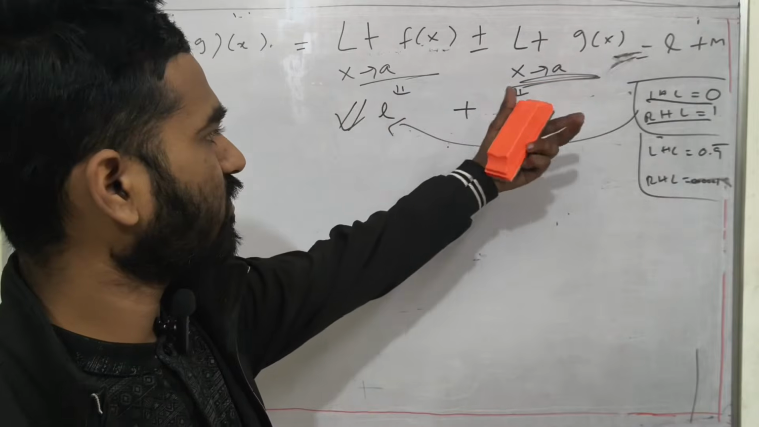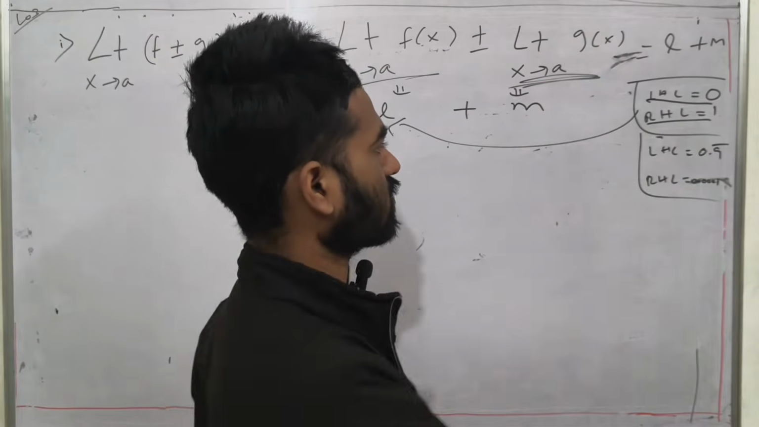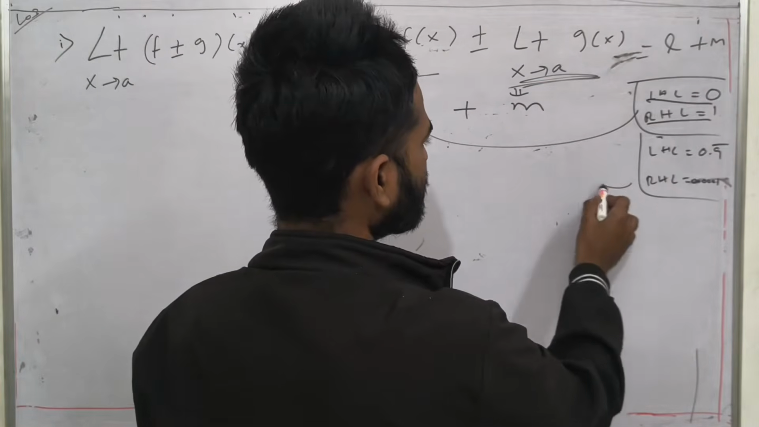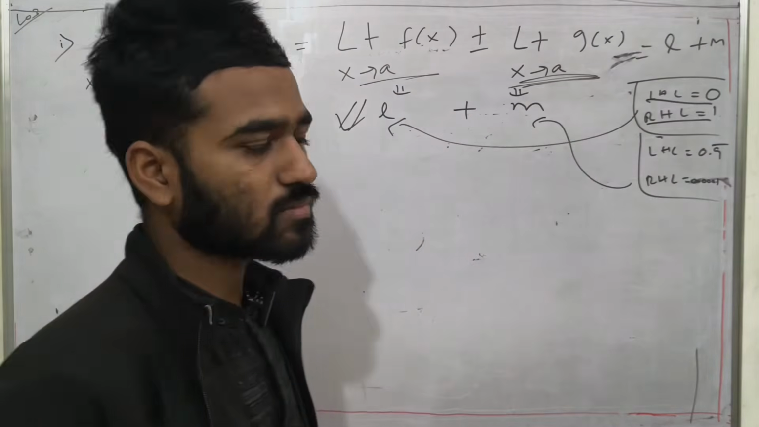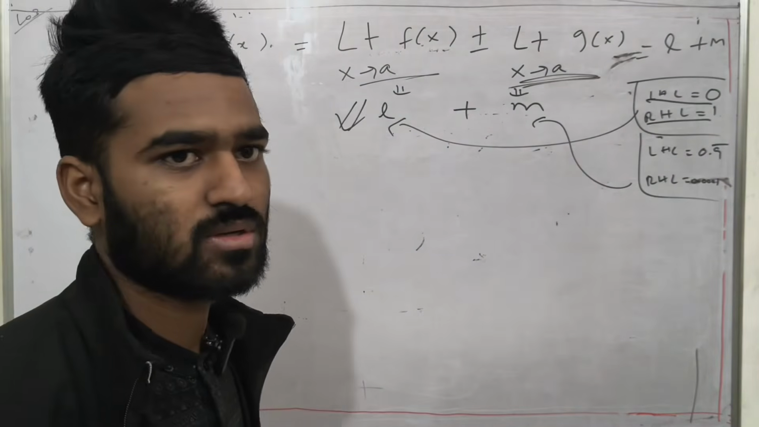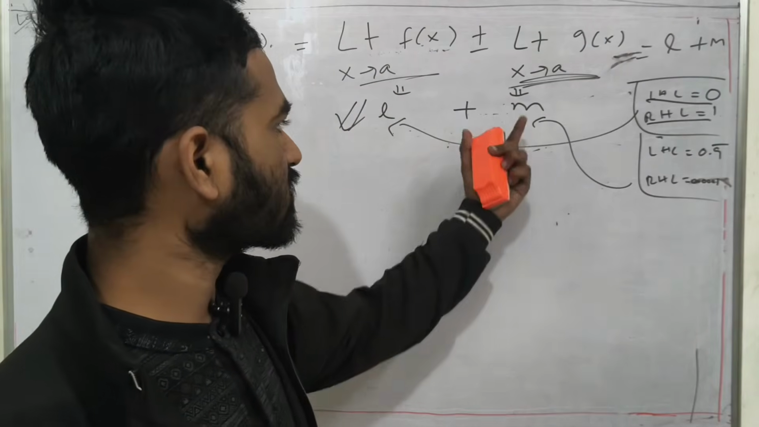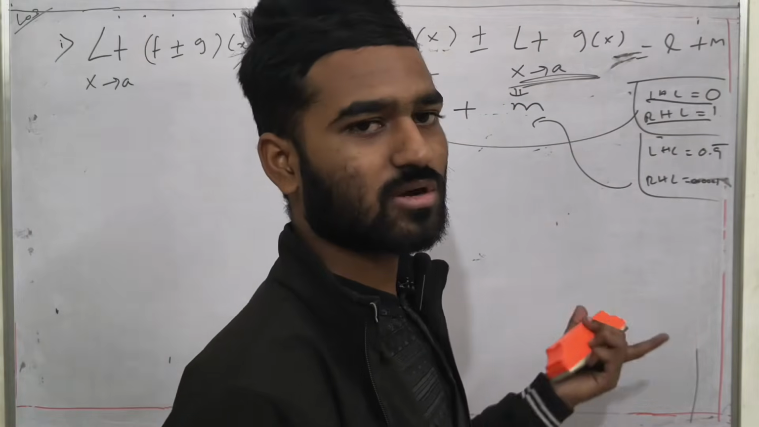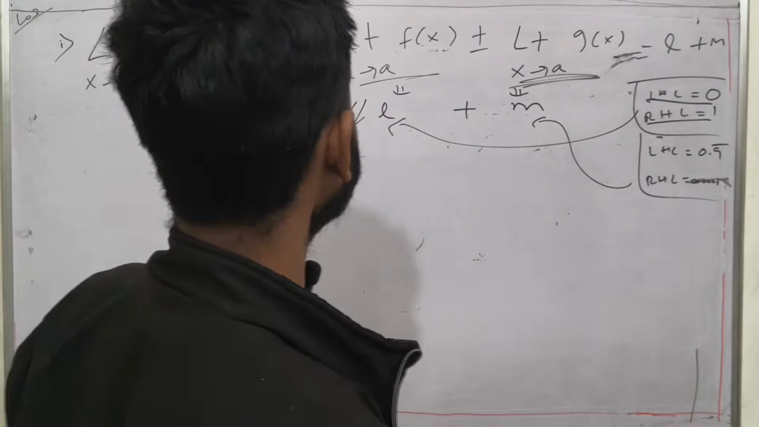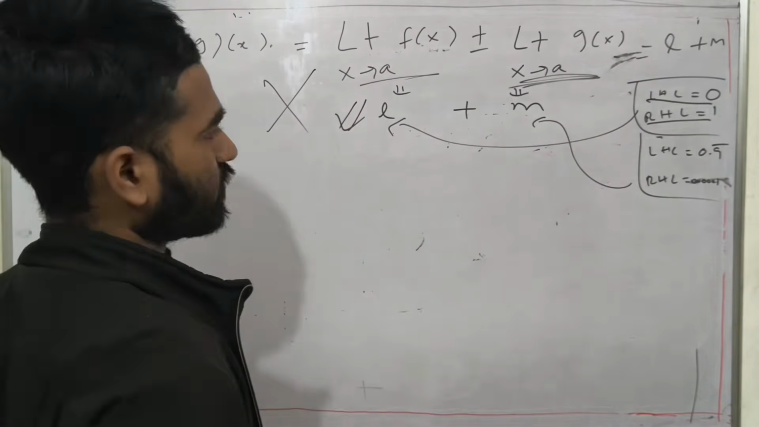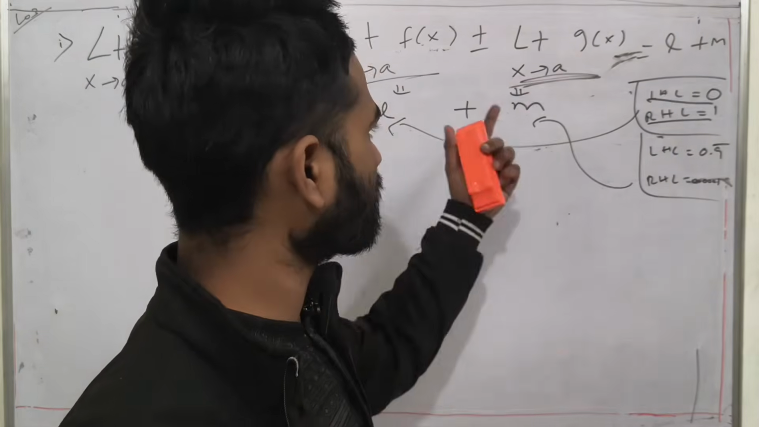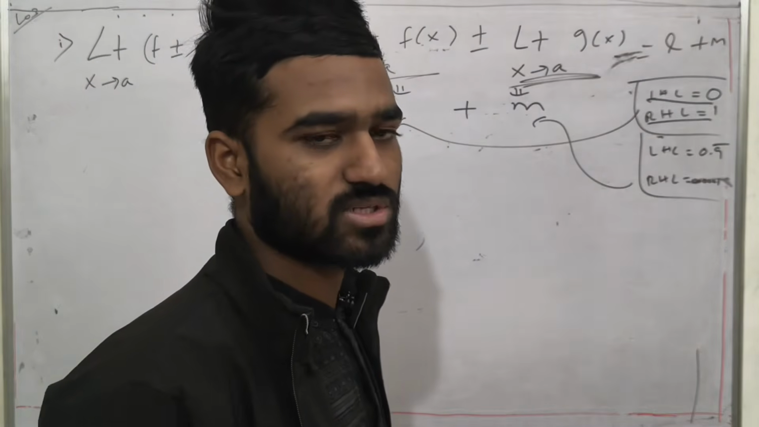What is the value you can take for L here, and what is the value you can take for M here in these both values? Because for one single real number you can't take two values, no? A single real number you can't take two values. Then how can you add? So you can't use this formula rule if either of L or M doesn't exist.